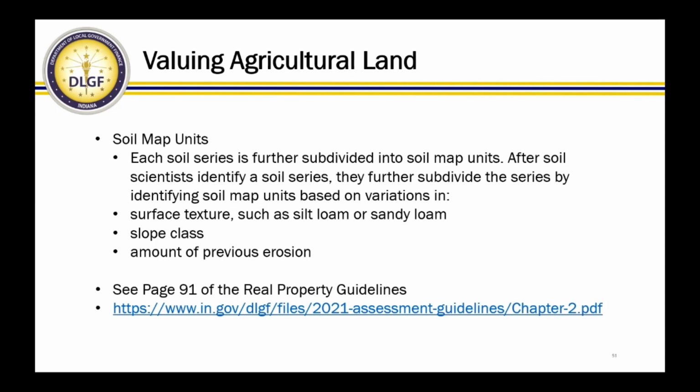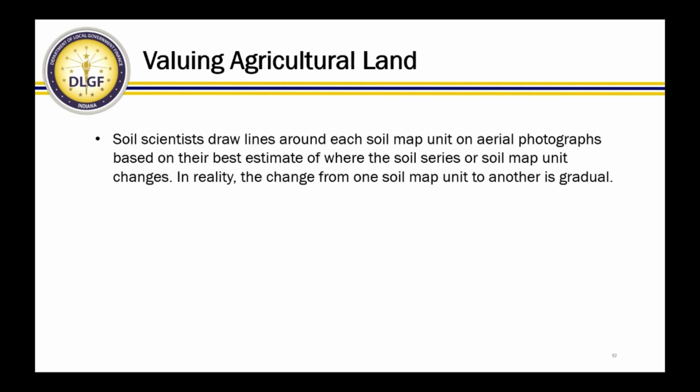So the soil series is then divided into soil map units. The soil scientists identify the soils, and then they look at the different characteristics in terms of surface texture, slope class, amount of previous erosion, things like that. If you look at a map of Indiana, the land in the northern part of the state is probably going to be more fertile than land in the southern half of the state. The land in the southern half may be more clay-based, or maybe more sandy-based, or whatever the case may be. That's why we want to make sure we identify the proper soil types, and also have maps that reflect that.